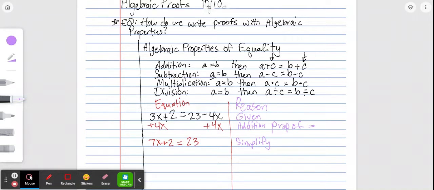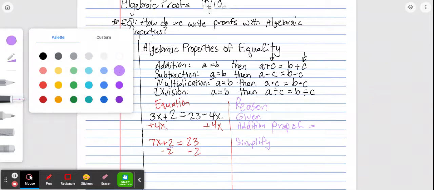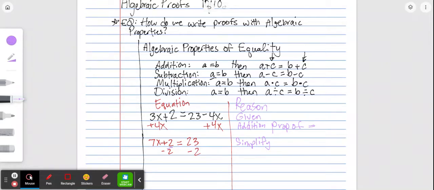Now, I want to get the x alone, so I need to get rid of this 2. So the next step is to subtract 2 from both sides. And the reason for this is I can subtract the same thing on both sides because of the subtraction property of equality. Now notice I'm abbreviating property to prop, and then instead of writing equality, I'm writing an equal sign. That's fine, okay, because I can abbreviate as long as I actually give a reason every single time that I do this. Okay, I rewrite it by simplifying.